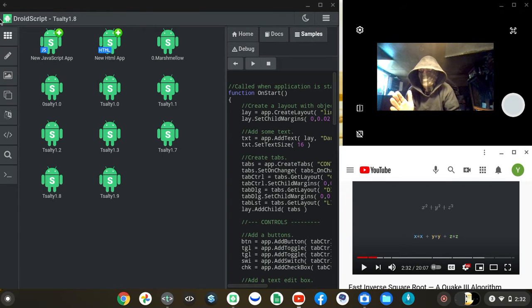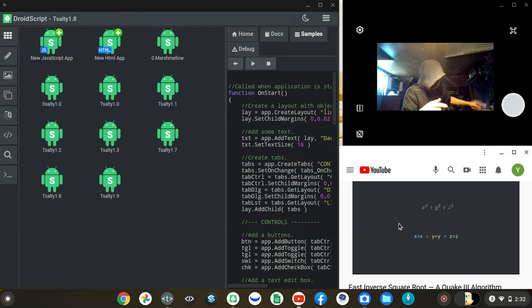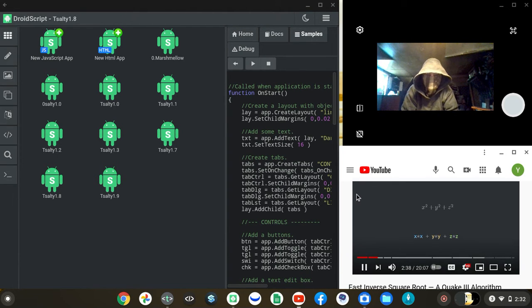Program. We need a calculator. Where's my ones and zeros? It's implemented as x times x plus y times y plus z times z. And all it is is 3 multiplications summed up. Additions and multiplications are operations designed to be very fast.